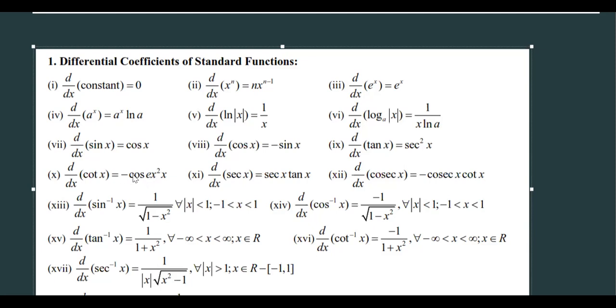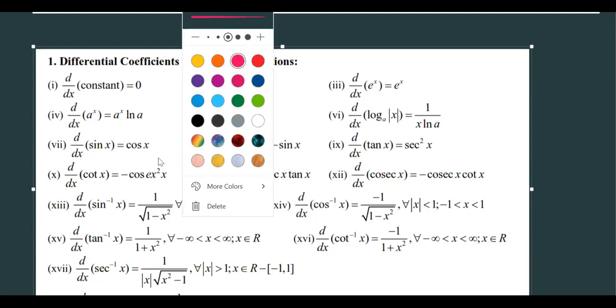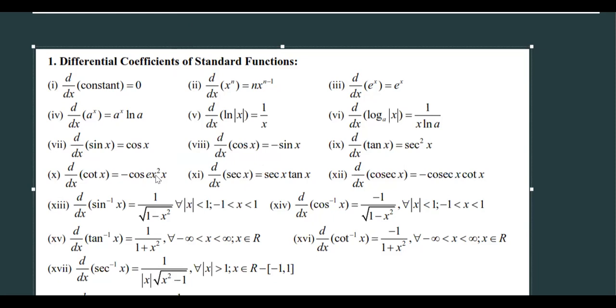This is a mistake here. This is cosecant square x. Derivative of secant x is secant x tan x. Derivative of cosecant x is minus cosecant x cot x.